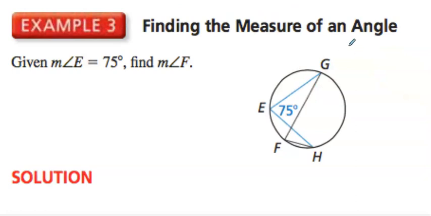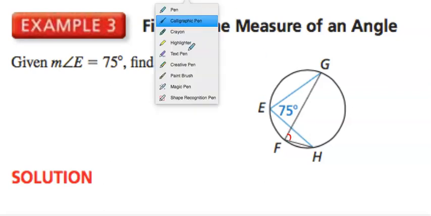Find the measure of the angle. Alright, so given that the measure of angle E is 75, find the measure of angle F. Cool, so here's F, the unknown. Alright, so I'm going to highlight a few things here.